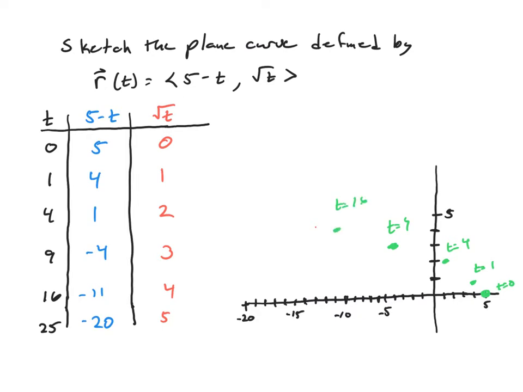And at t equals 25, I'll be out here, at negative 20, 5. So I'll be right around there. So the path of my object is here. This is my curve. Now remember, anytime you're dealing with a plane curve, the orientation must also be put into place.